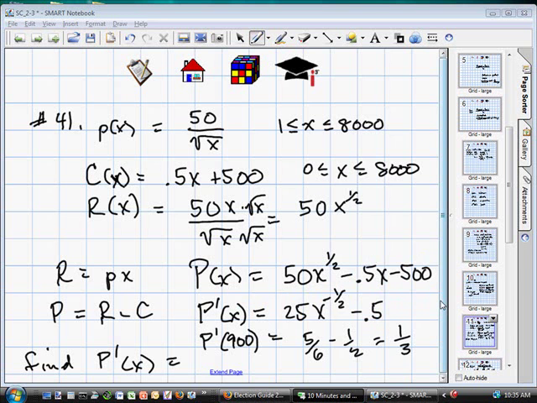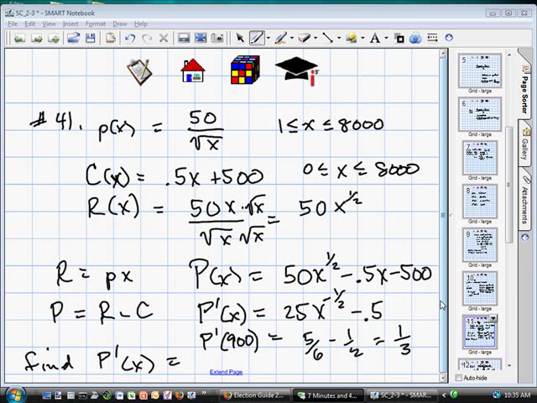Now what's p prime at 900? What's p prime at 1600? Now you can answer the questions. I did the 900 here. If you plug in 900, what is the square root of 900? Well, it's 30. And because it's a negative exponent, doesn't that mean 30 is in the denominator? And what's 25 over 30? It reduces down to 5/6. Negative 0.5 I wrote as negative 1/2. Do a little subtracting, you wind up with 1/3.